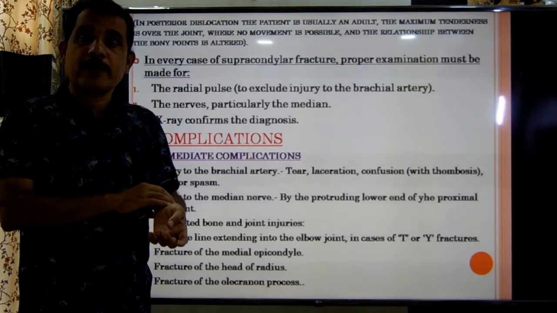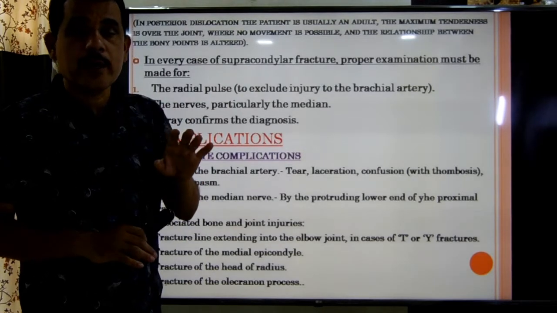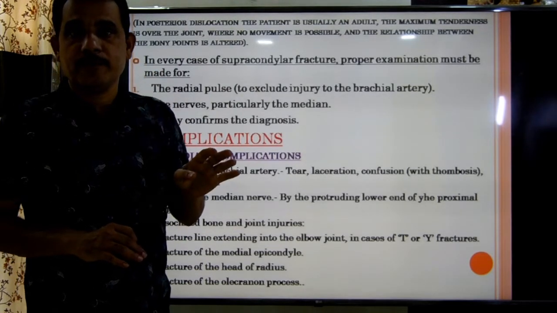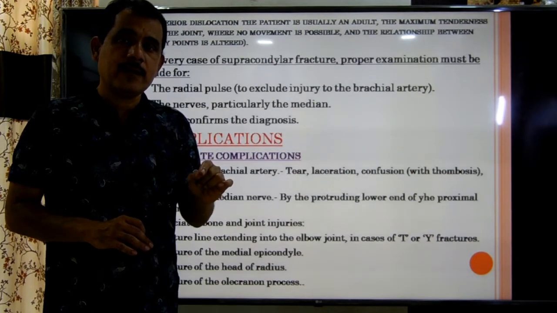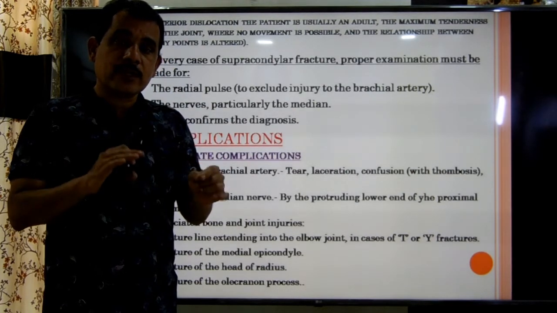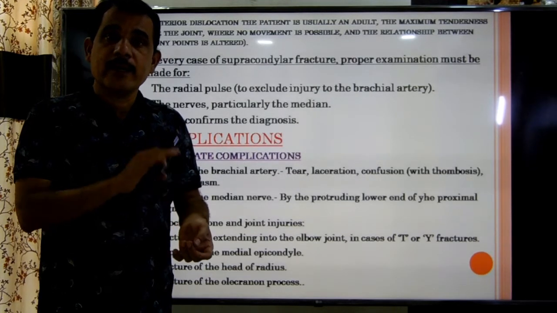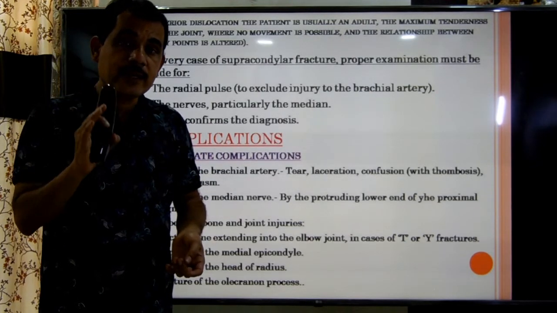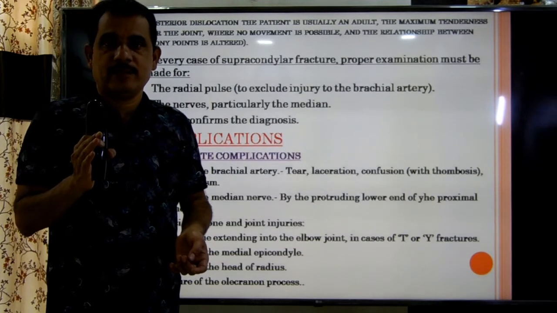If you are getting the pulse, it normally indicates there is no injury to the brachial artery. But in some patients where injury to the brachial artery is there, in such cases we don't get the pulse. If we don't get the pulse, it means that there is injury to the brachial artery.